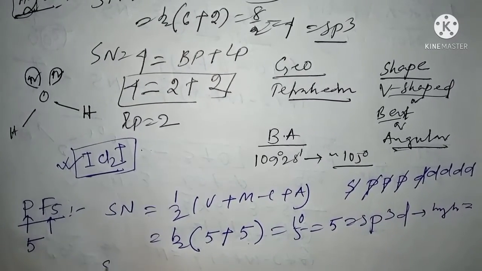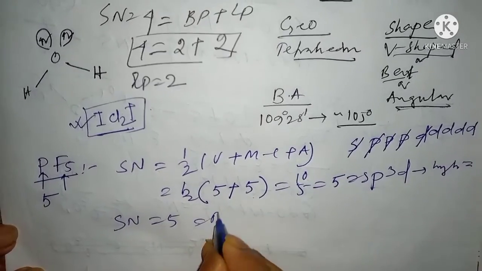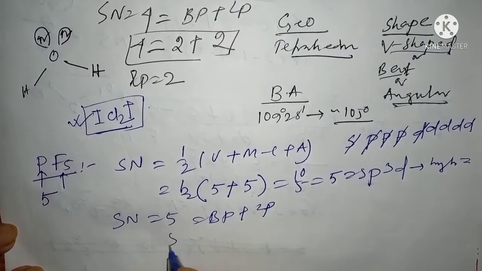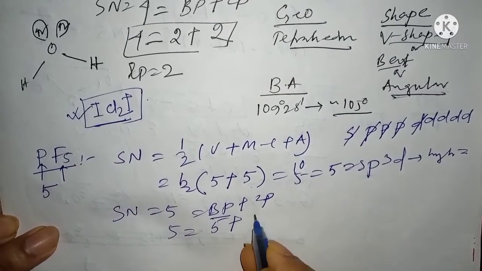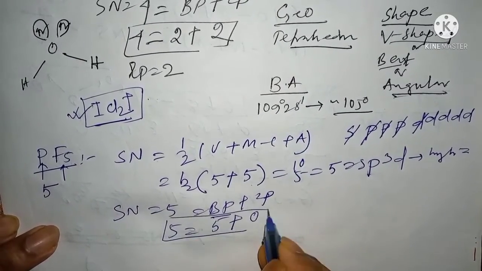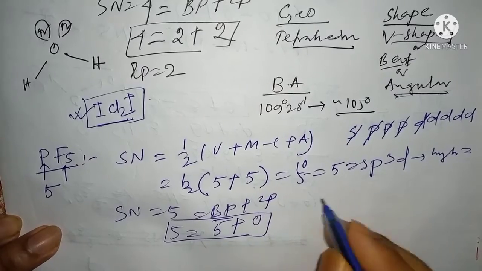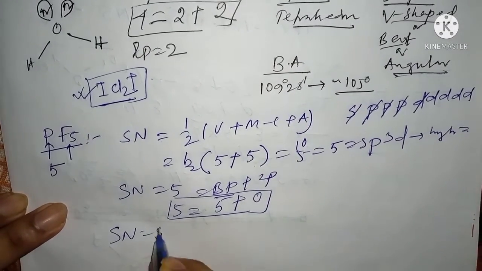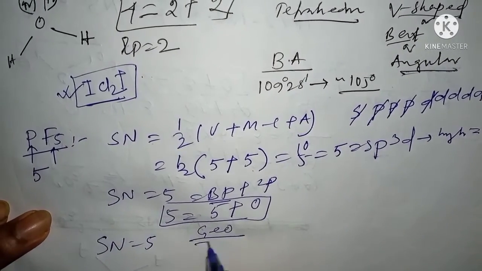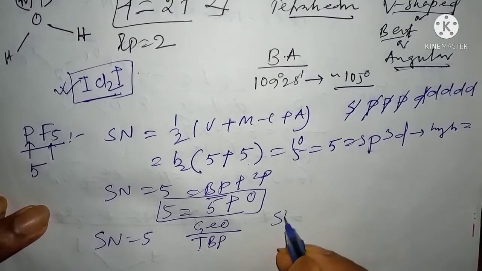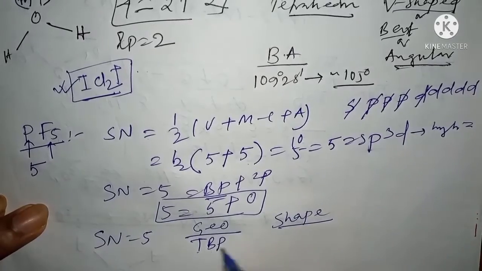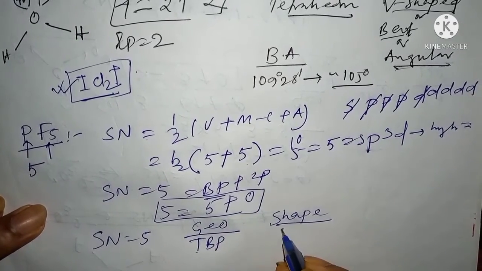Now steric number equals 5 equals bond pair plus lone pair. There are 5 side atoms, so 5 bond pairs, 0 lone pairs, 5 plus 0 equals 5. Now steric number equals 5, so the geometry is TBP, trigonal bipyramidal geometry, and the shape is the same because there is no lone pair, so the shape is TBP.